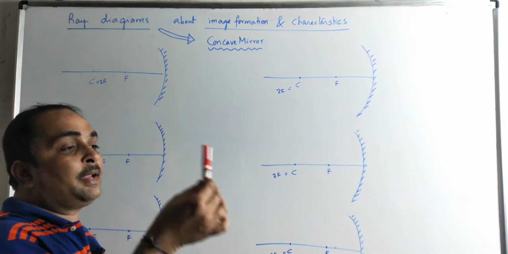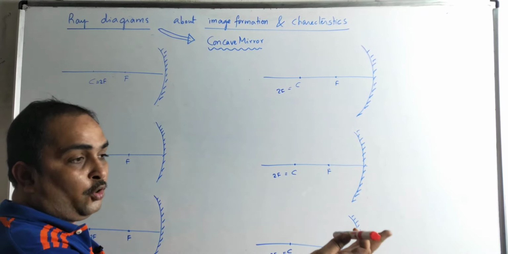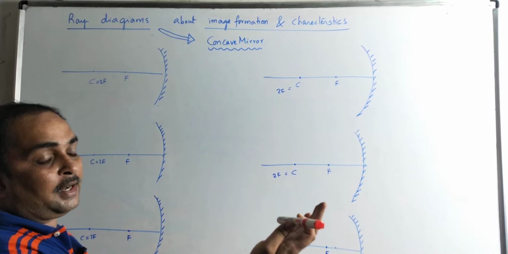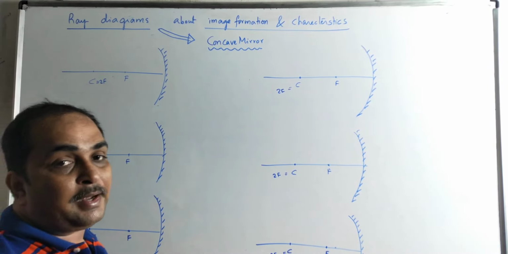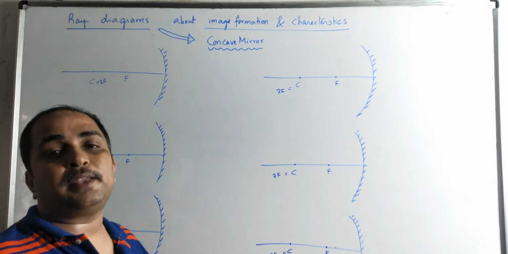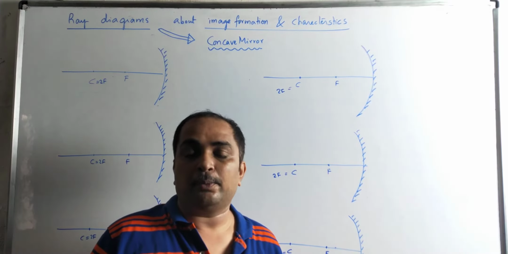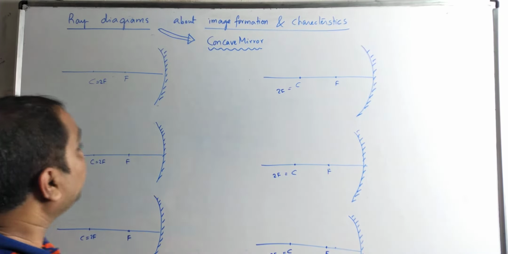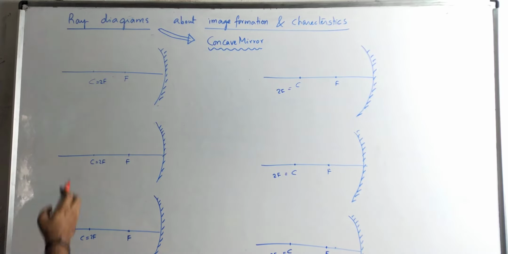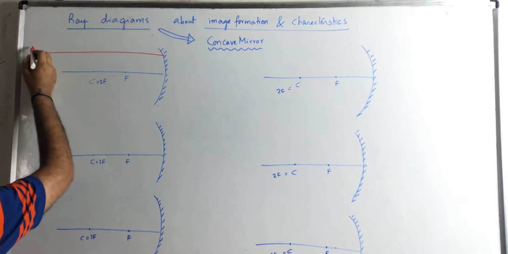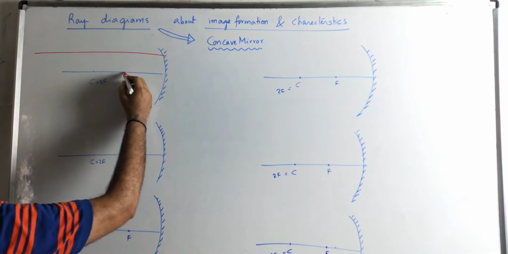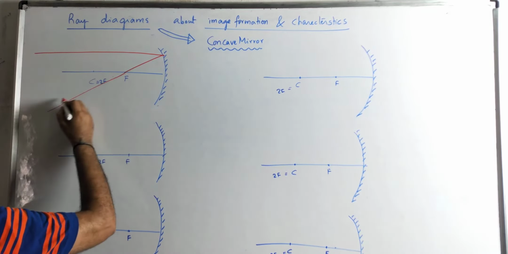For example, this is a pen. I keep the object like this. After going to the mirror, it hits, and the reflected light rays come back. While coming back, they create an image. Where is the image created? What are its characteristics? These are the things we are going to learn now. So that's the second part of it. So always remember, a ray parallel to the principal axis passes through the focus. This is common to all.